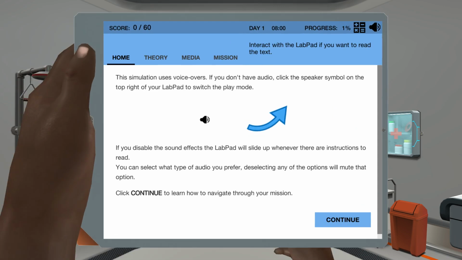This simulation uses voiceovers. If you don't have audio, click the speaker symbol on the top right of your lab pad to switch to play mode. If you disable the sound effects, the lab pad will slide up whenever there are instructions to read. You can select what type of audio you prefer. Deselecting any of the options will mute that option. Click Continue to learn how to navigate through your mission.